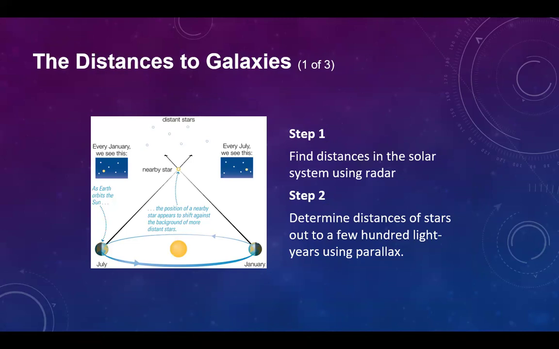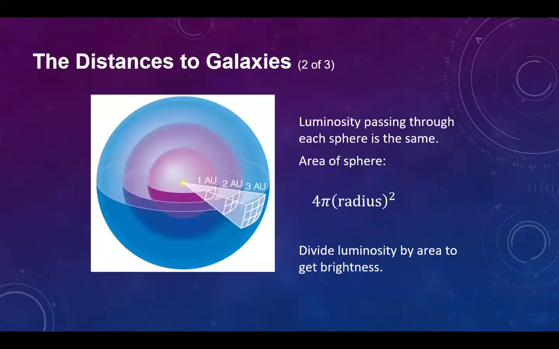You're bouncing light off of another planet. Then we can use that to determine the distance from the Earth to the Sun. Then we can use parallax to determine the distance to stars out to a few hundred light years. After that, pretty much everything we use is built off the structure of objects of known luminosity. If you know their luminosity and their apparent brightness, you can figure out their distance.